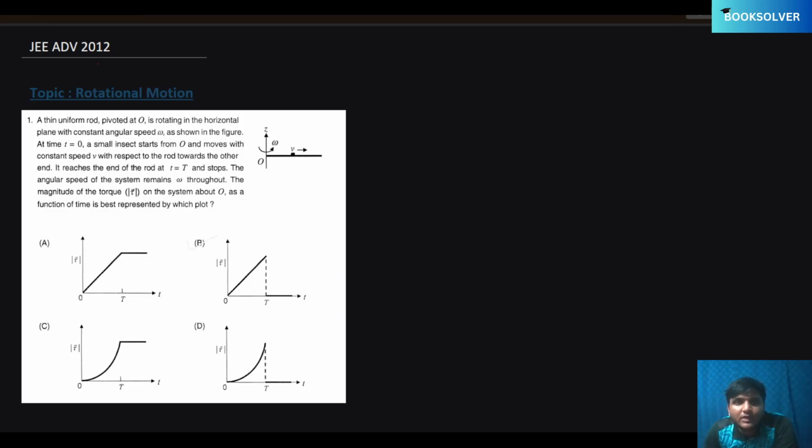Hello everyone. So today we are solving a question of JEE Advanced 2012. So let's read our question. So they're given a thin uniform rod which is pivoted at O and it is rotating in the horizontal plane with constant angular speed omega.